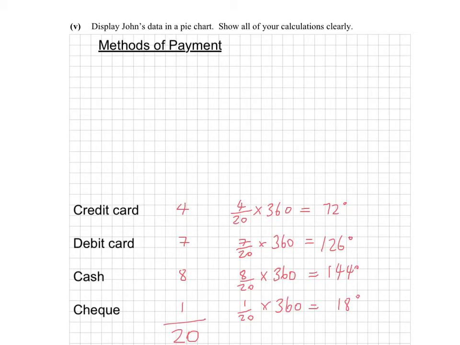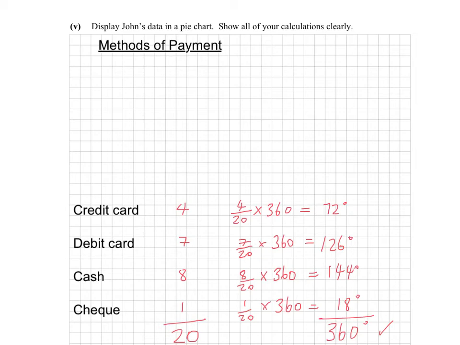And as a double check, it's worthwhile just double checking, do those 4 angles actually add up to 360 degrees? Well, adding 72, 126, 144 and 18, you have to get your calculator out to check my working, but it is indeed 360 degrees. So I'd say I'm fairly certain that I have my angles correct. So then drawing the angles, obviously a pie chart, it's going to be a circle.